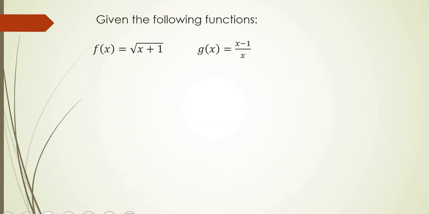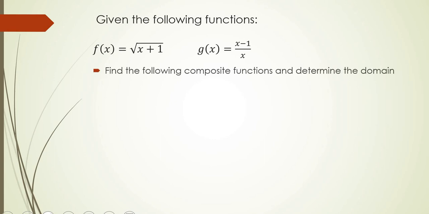Okay, so given the following functions, let's now find some combined functions using a function definition rather than a value. So it asks us to determine the domain. The first thing I'm going to look at is the domain of each individual function. For f of x, the domain is that x has to be greater than or equal to -1. Remember, we cannot have negative values under a radical. The domain for g of x is simply that x cannot equal 0. So those are the domains of my functions individually.